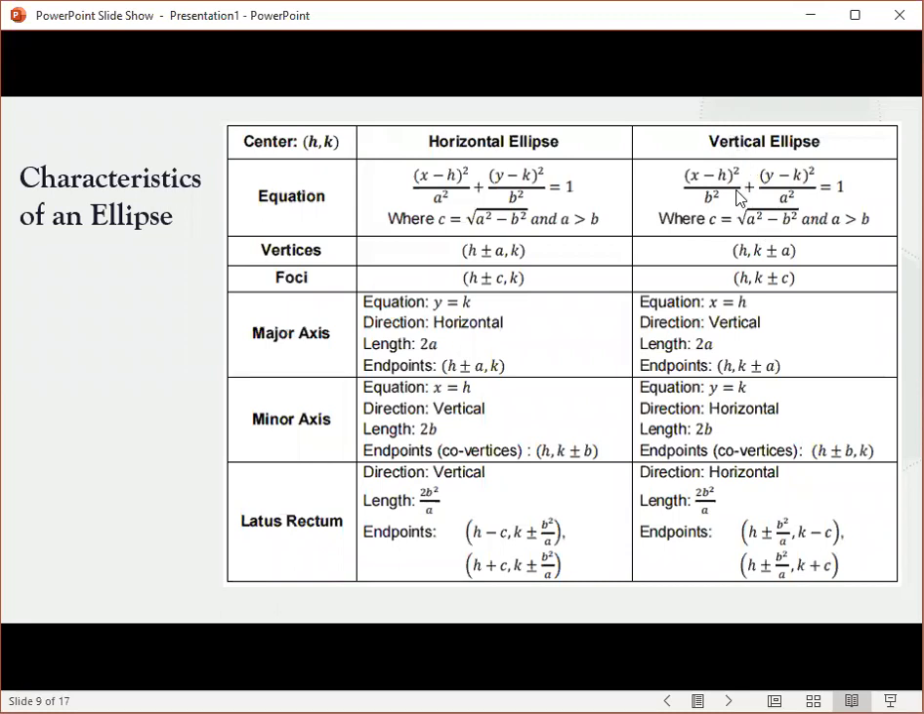Okay, and then for the vertical ellipse, these are the formulas. Kindly screenshot this first so that you'll have a record of the list of formulas before we proceed to our examples. Okay, let's proceed with our example. Again, these are the lists of our formulas.